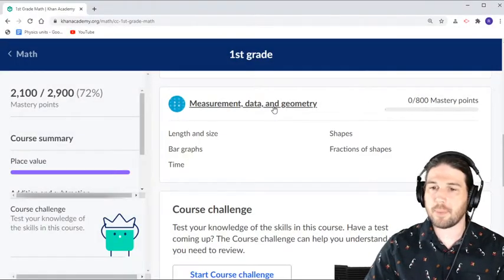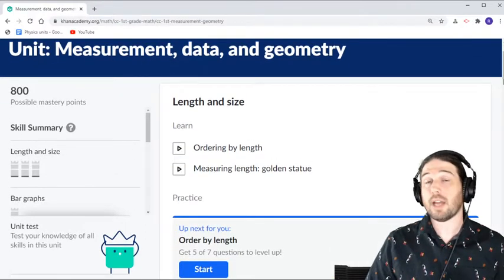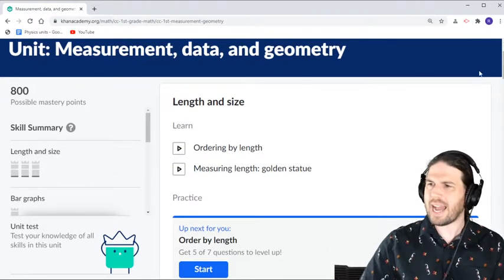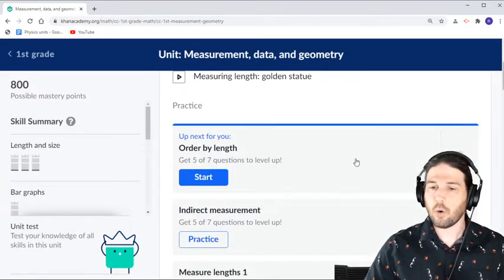So up next, we got measurement, data, and geometry. And once we're done with that, we'll have the course challenge, and then we will be out of here. So this might actually end up being a quick stream. We will see. Ordering by length.